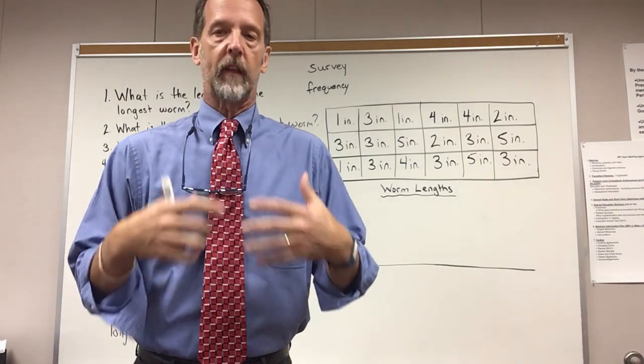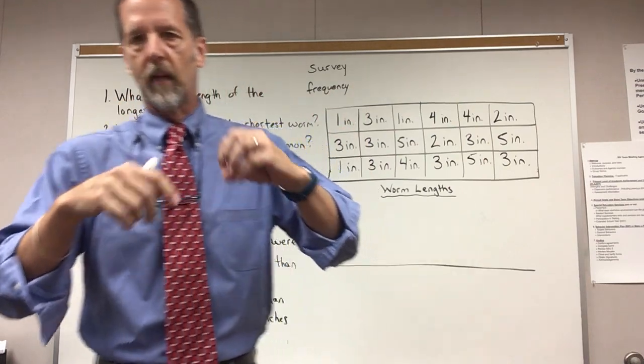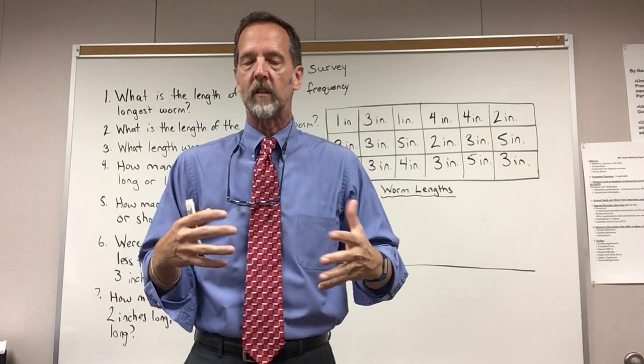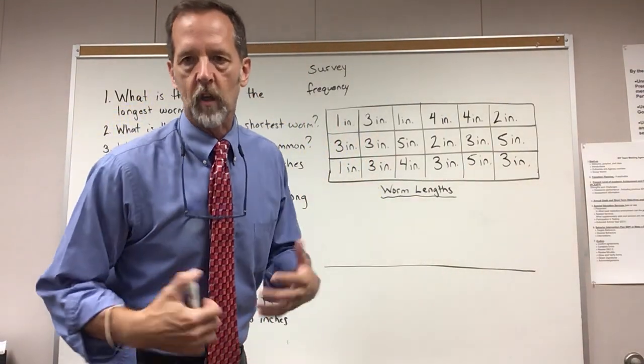Well, it's a type of graph that allows us to see information without somebody having to tell us or without having to look at specific numbers. We can look at a line plot and we can easily see and gather some information from that. Now, where does the information come from?